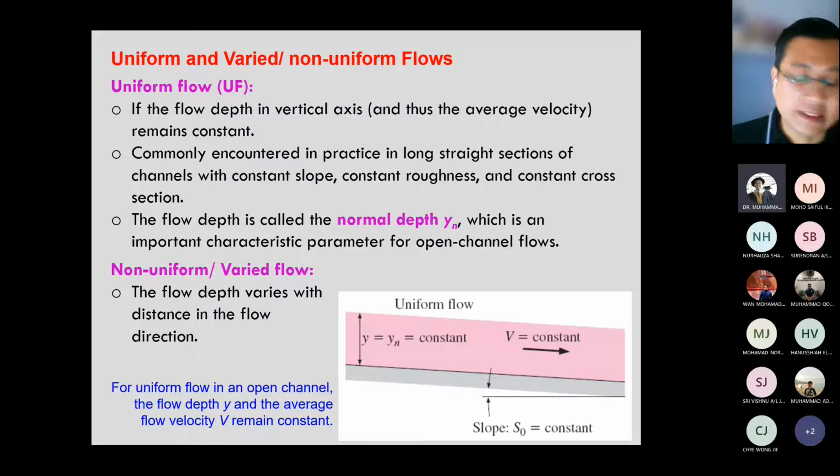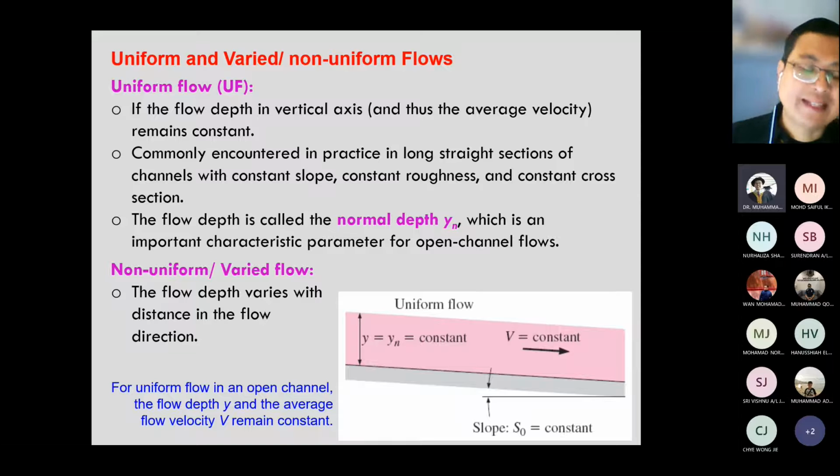This is talking about the velocity. The flow depth varies with the distance in the flow direction. So the opposite of uniform, we call non-uniform. Sometimes the flow velocity in the channel is varied, so we cannot consider it as uniform flow anymore. Okay, you can see how the figure illustrates the condition of the uniform flow.